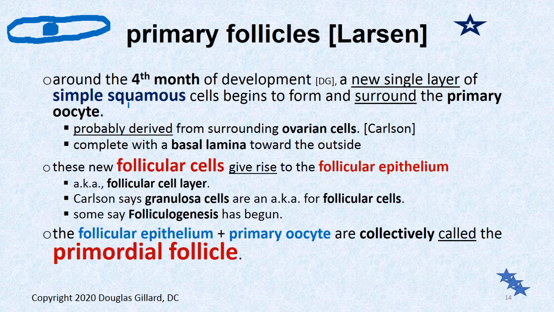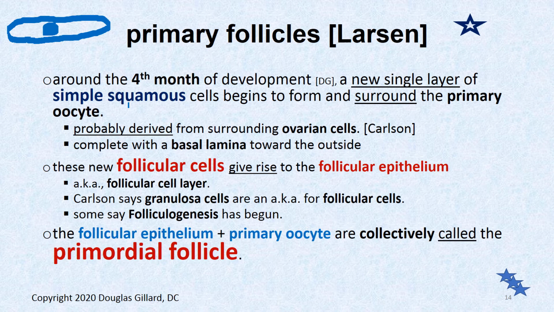And they're probably derived from some of the surrounding ovarian cells. They're not 100% sure where they come from. It doesn't look like they have to come from the environment somewhere. But nevertheless, we get a ring around the primary oocyte. And that ring has a basal lamina on it as well. And these are called follicular cells. Right, so they get a new name. This layer of simple squamous cells is called follicular cells. And you could say that this is a follicular epithelium.